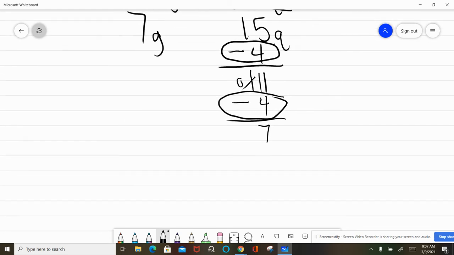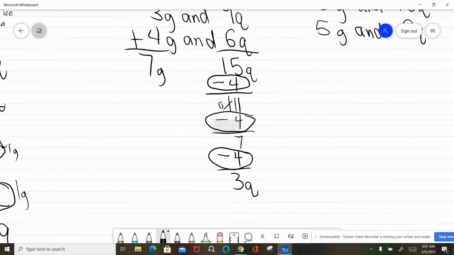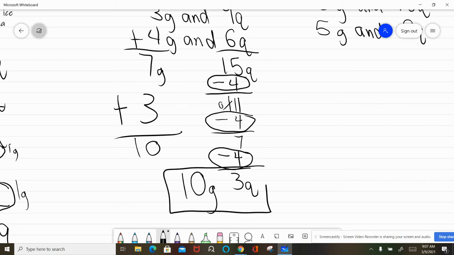Can I take away another 4? Yes, if someone has $7, you can take away $4, or you can borrow $4. And that leaves us with 3. Can we take away another 4? No. So our final answer will have 3 quarts, and then you need to know how many gallons you just made. We took away 4 quarts to make 1 gallon, 2 gallons, 3 gallons. So we're going to add 3, and 7 plus 3 is 10. So our final answer is going to be 10 gallons and 3 quarts.